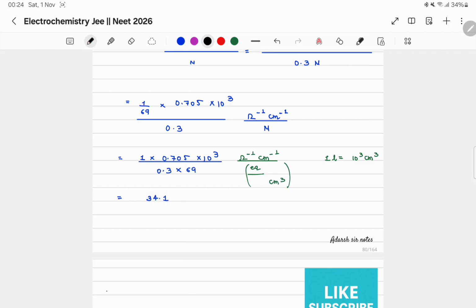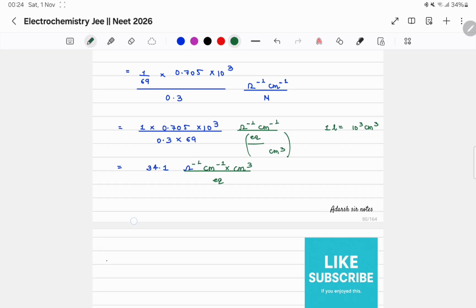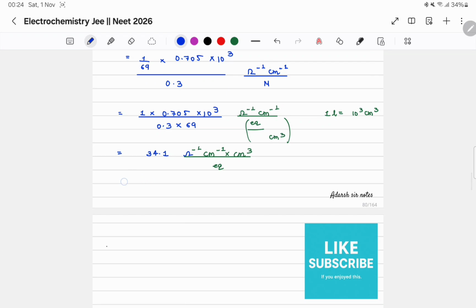So as we wrote this, now our question is solved. Now you can check it. Ohm inverse, then centimeter inverse, centimeter cube will go up, and below is equivalent. So what I can write, the final answer will be 34.1 ohm inverse centimeter square equivalent inverse. So unit plays a very important role. Generally in solutions sometimes they make the mistake and will not explain the unit part, so it is very important. So this is your answer.